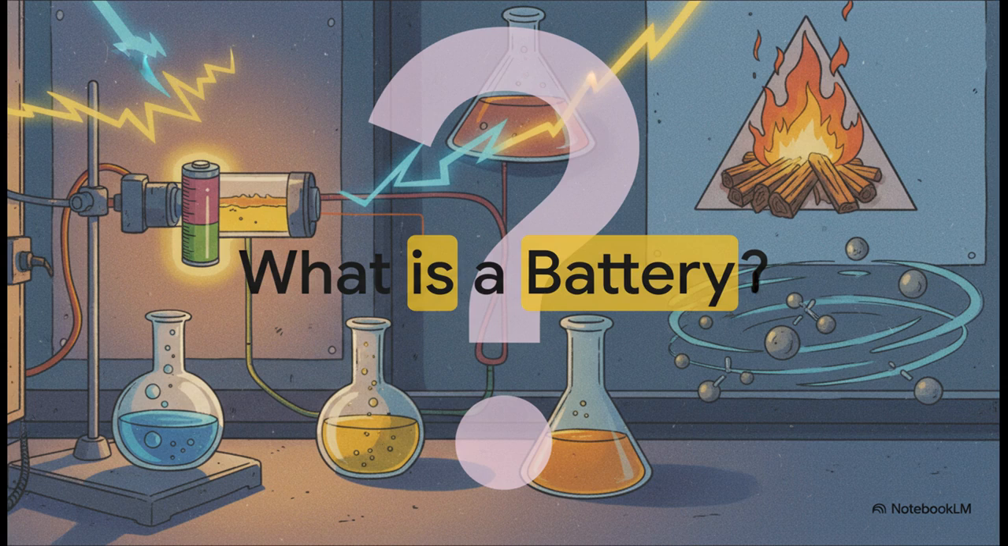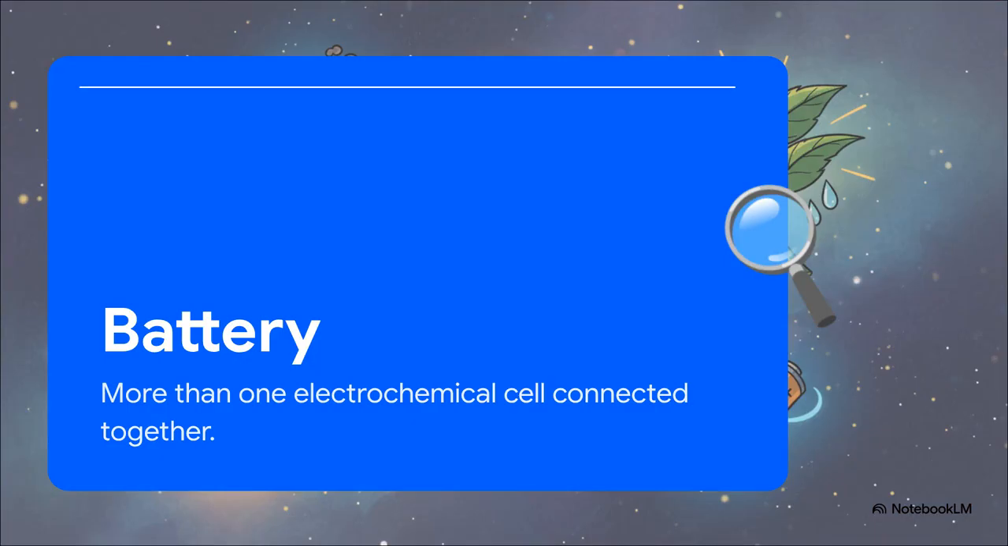And here we are, the very last question. Are you ready? We use them every single day in our remote controls and toys. So, what is a battery? What's the science behind it? And the official answer is, a battery is more than one electrochemical cell connected together. Whoa, that sounds complicated, right? But it just means it's a bunch of tiny power packs linked up. Each little pack, or cell, has chemicals inside that make electricity. Put them together, and you get a battery.